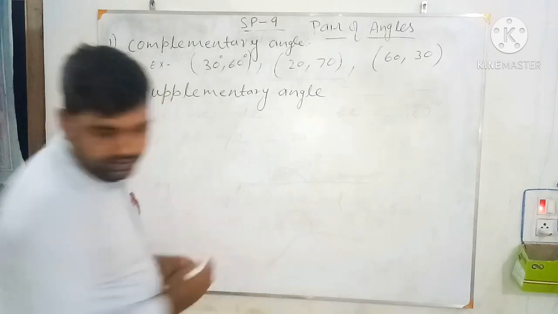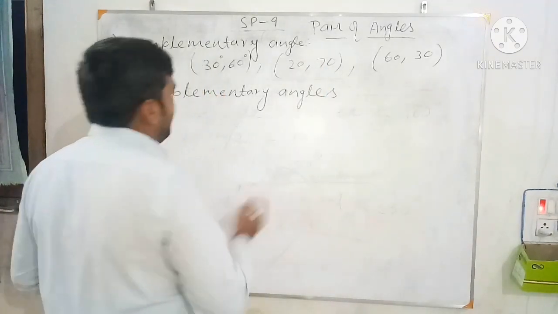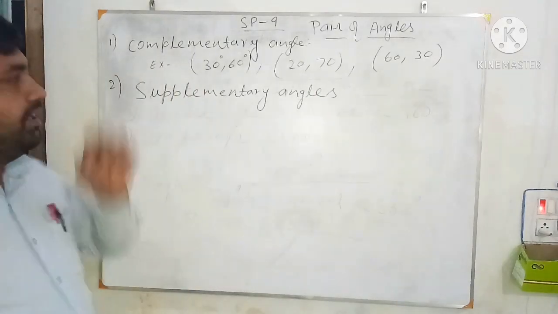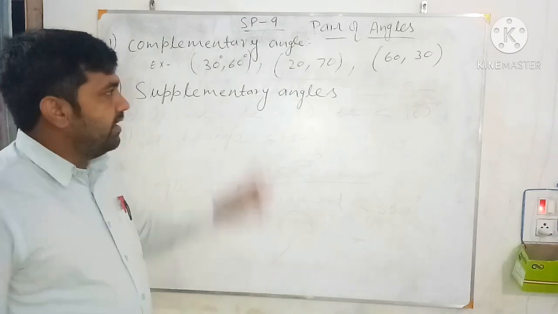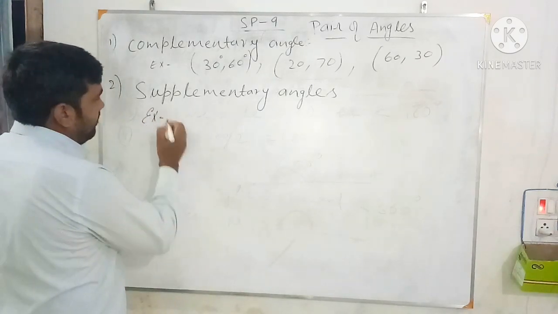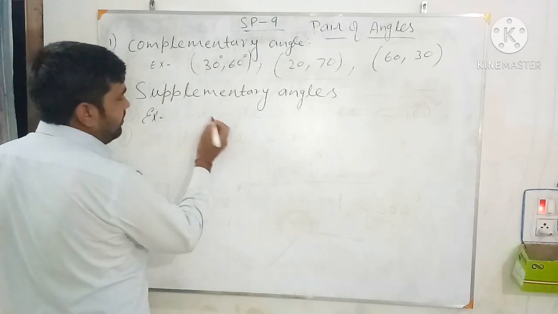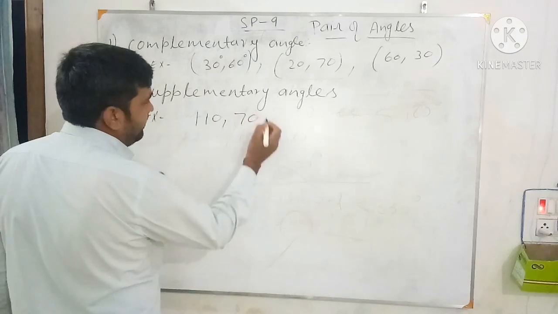So supplementary angles. A pair of angles whose sum is exactly 180 degrees. If the sum of two angles is 180 degrees, then the two angles are said to be supplementary angles. Example: we can take, suppose, 110 degrees and 70 degrees.